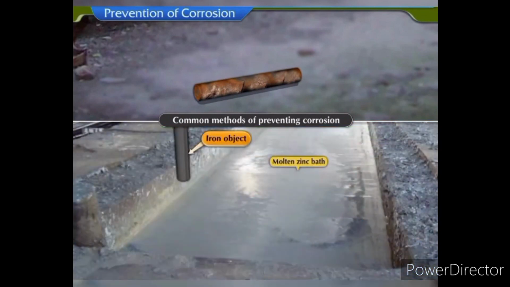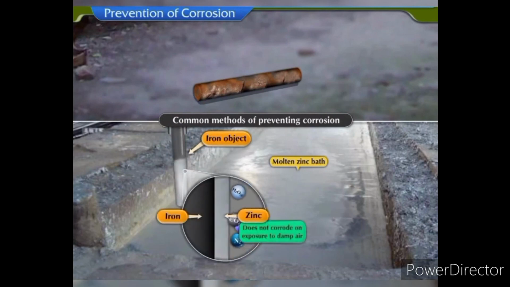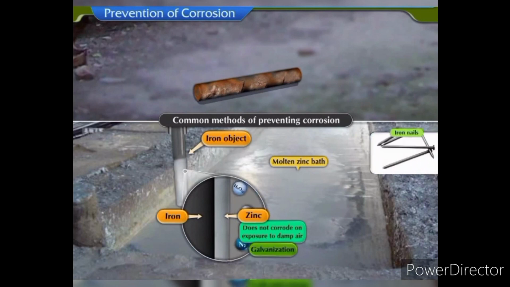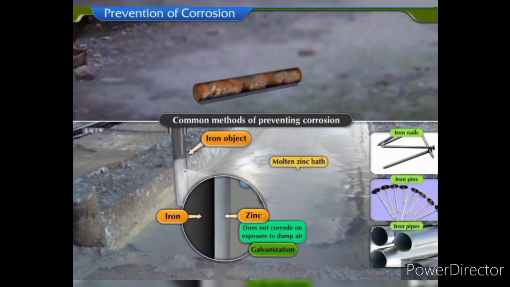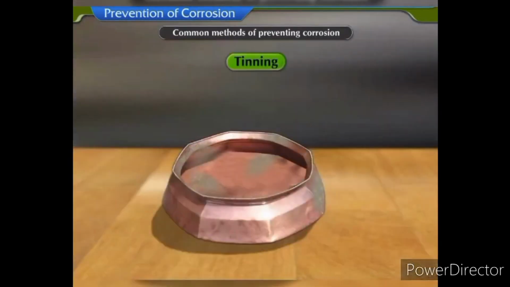Rusting of iron can be prevented by coating the surface of iron or steel by zinc, because zinc does not corrode on exposure to damp air. This process is called galvanization. For example, iron nails, pins and iron pipes are galvanized to prevent them from rusting. Tinning is another method used to prevent corrosion.